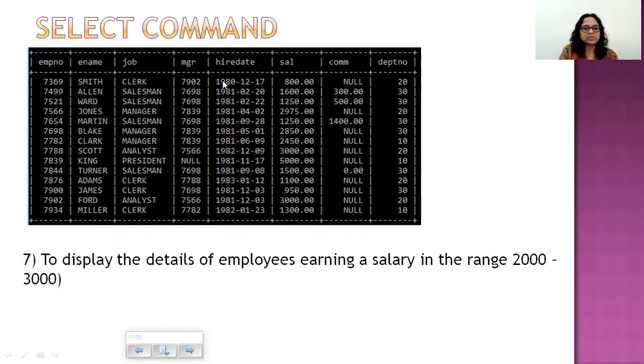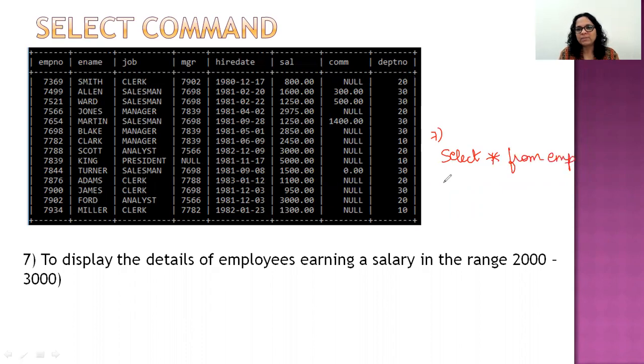Display details of employees earning a salary in the range 2,000 to 3,000. When you say earning a salary in the range, that means what? Your salary has to be greater than or equal to 2,000, and at the same time, it should be less than or equal to 3,000. So select star from where? From EMP, where sal greater than or equal to 2,000 and sal less than or equal to 3,000.